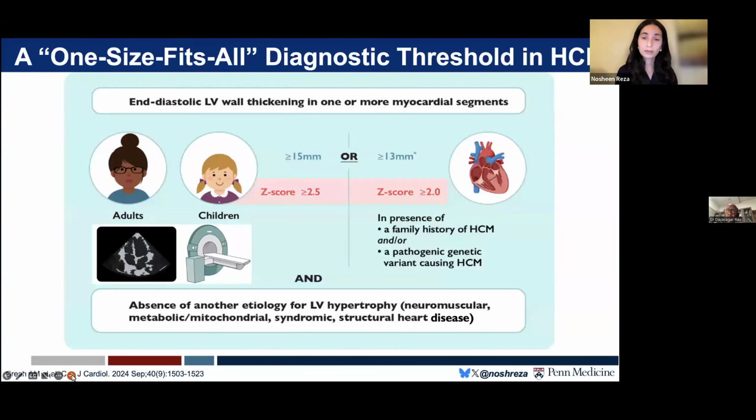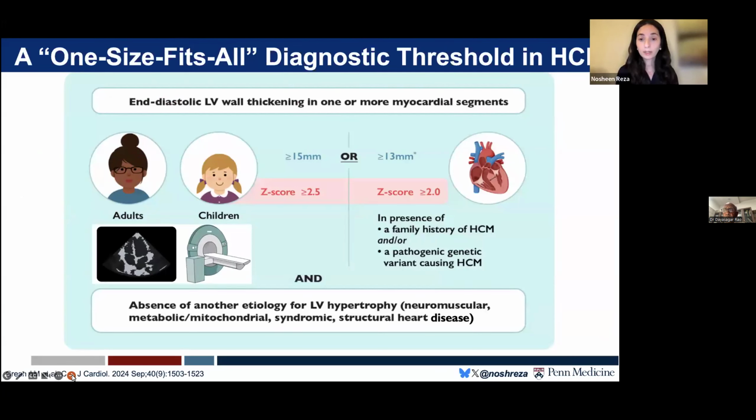At the moment, we're using essentially a one-size-fits-all diagnostic threshold in hypertrophic cardiomyopathy. Essentially, what that means is that we make the diagnosis of HCM in the setting of having an end diastolic left ventricular wall thickness in one or more myocardial segments, in adults particularly in excess of 15 millimeters, or 13 millimeters in the presence of a family history of HCM and/or a pathogenic or disease-causing genetic variant that we expect to cause HCM.